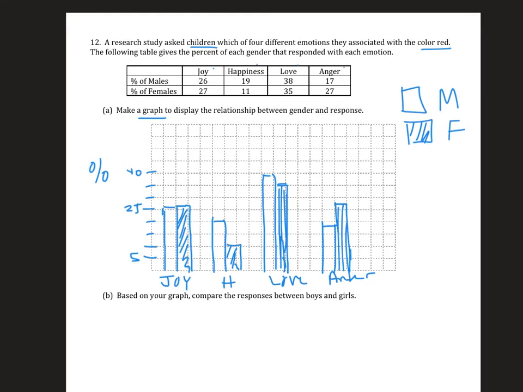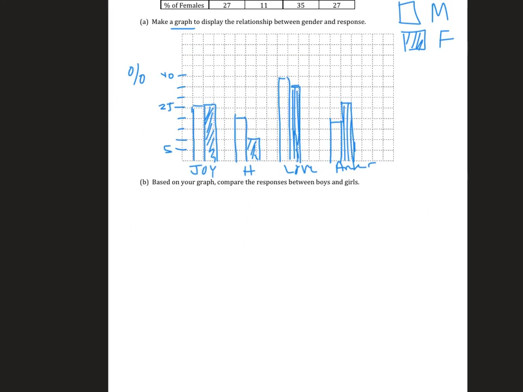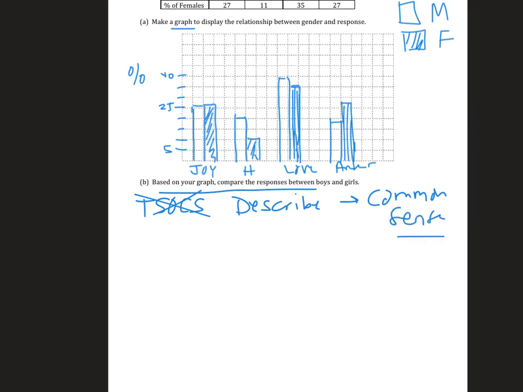Okay, so you draw in your graphs. You take a look at them. Based on your graphs, compare. Same thing, TSOCS. Well, not so much TSOCS here, right? You just describe what you see. Okay, just use common sense. And that's going to be it for Unit 1. All right, peace out.